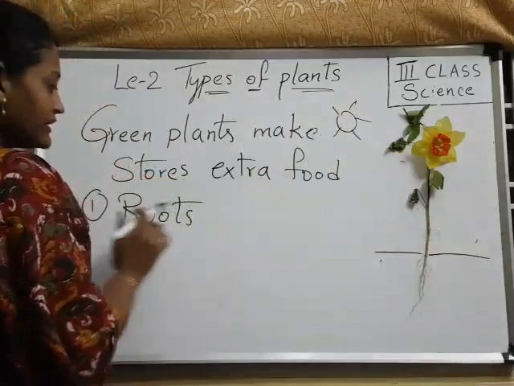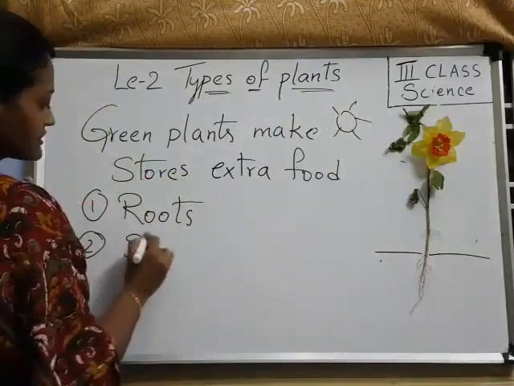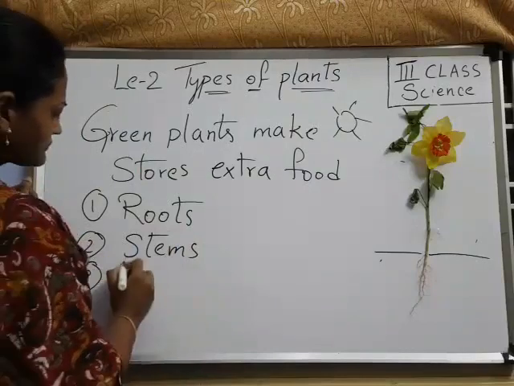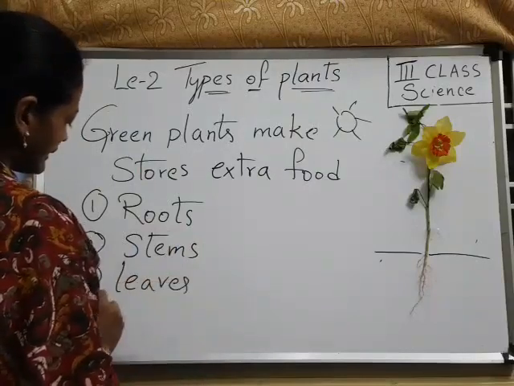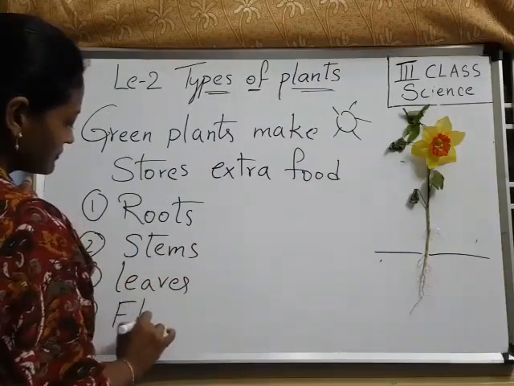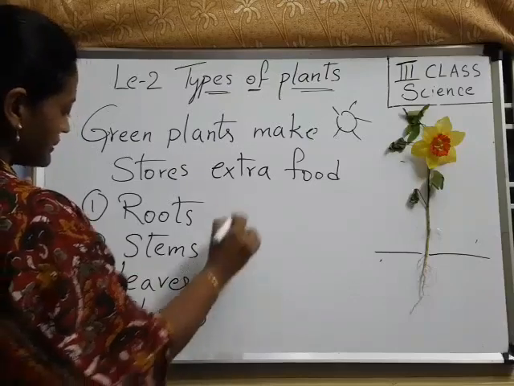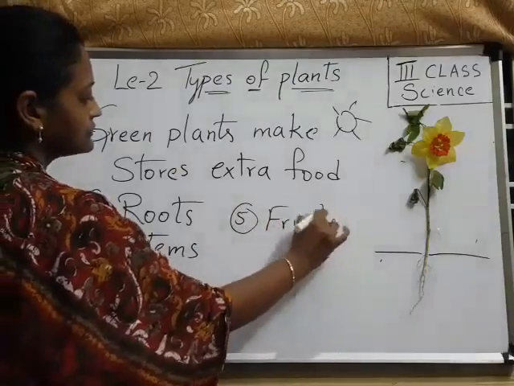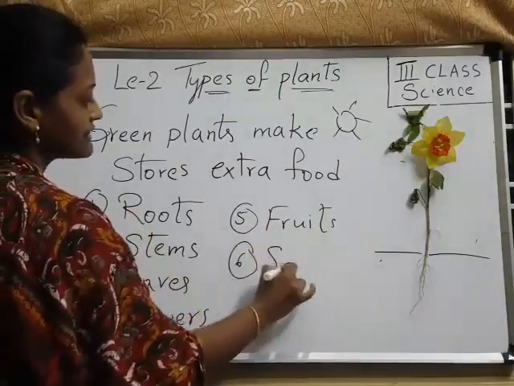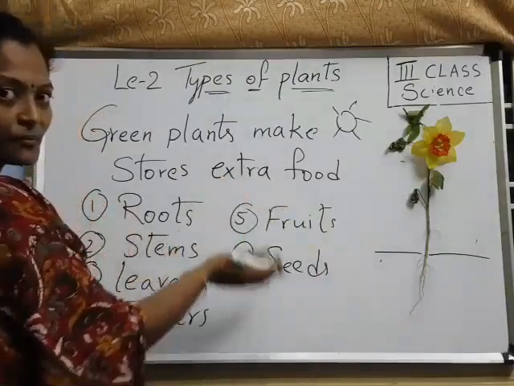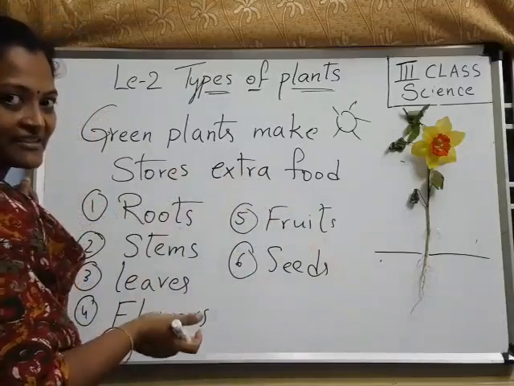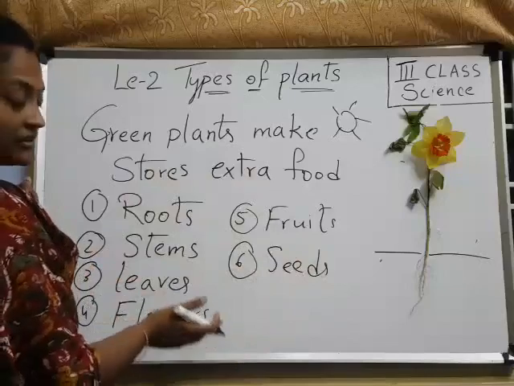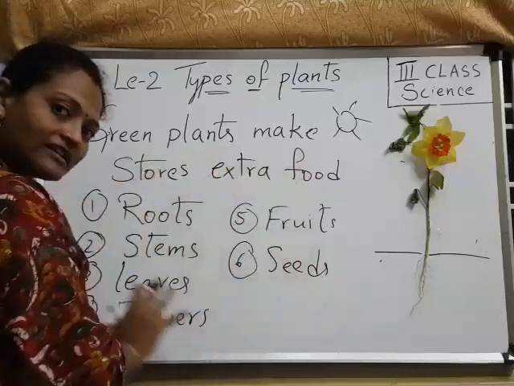Extra food is stored in roots, in the stems also, and also in the leaves, and also in the flowers, also in the fruits, and also in the seeds. These are the parts of a plant, right? We discussed it previously, right? Just now we discussed all these parts, right? So extra food is stored in all these parts.